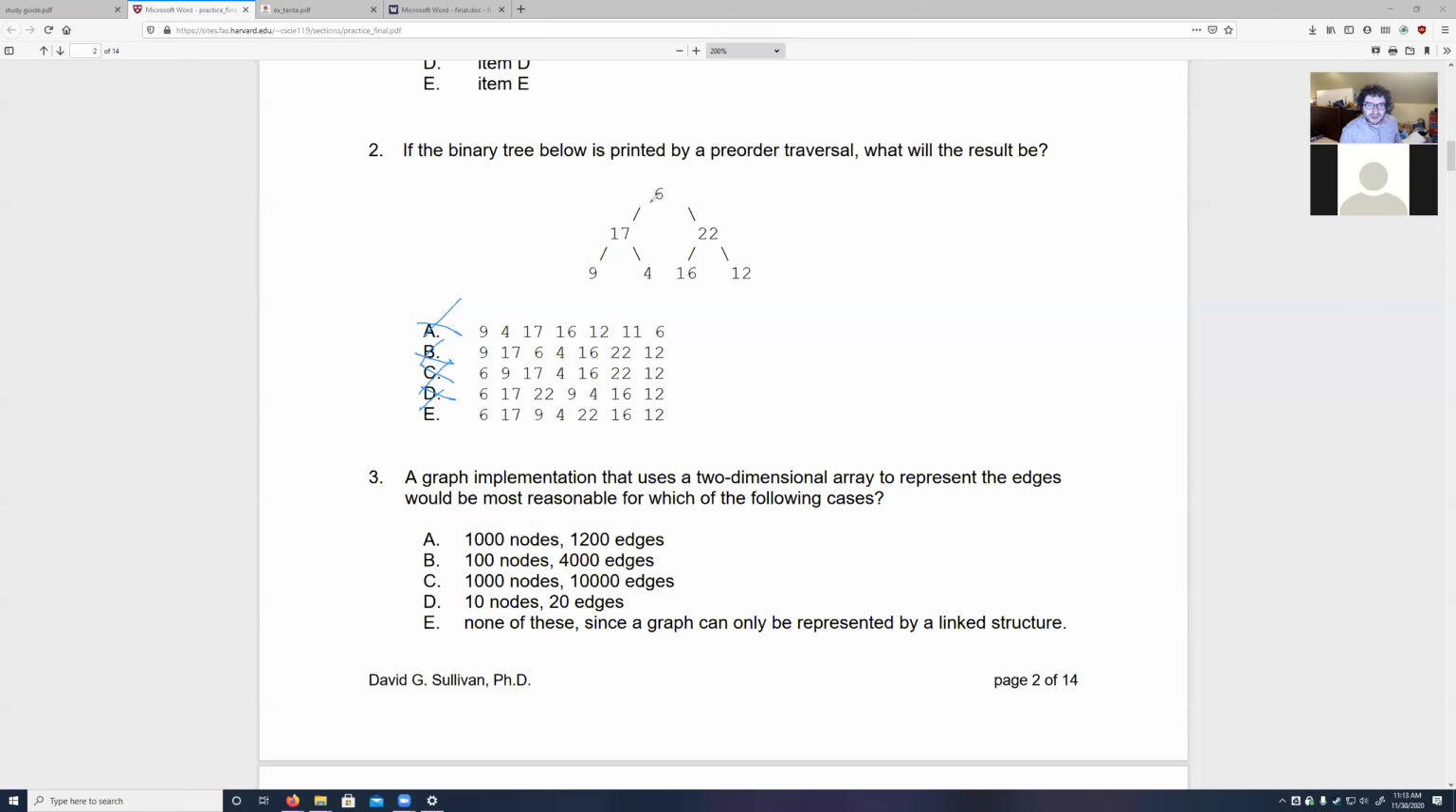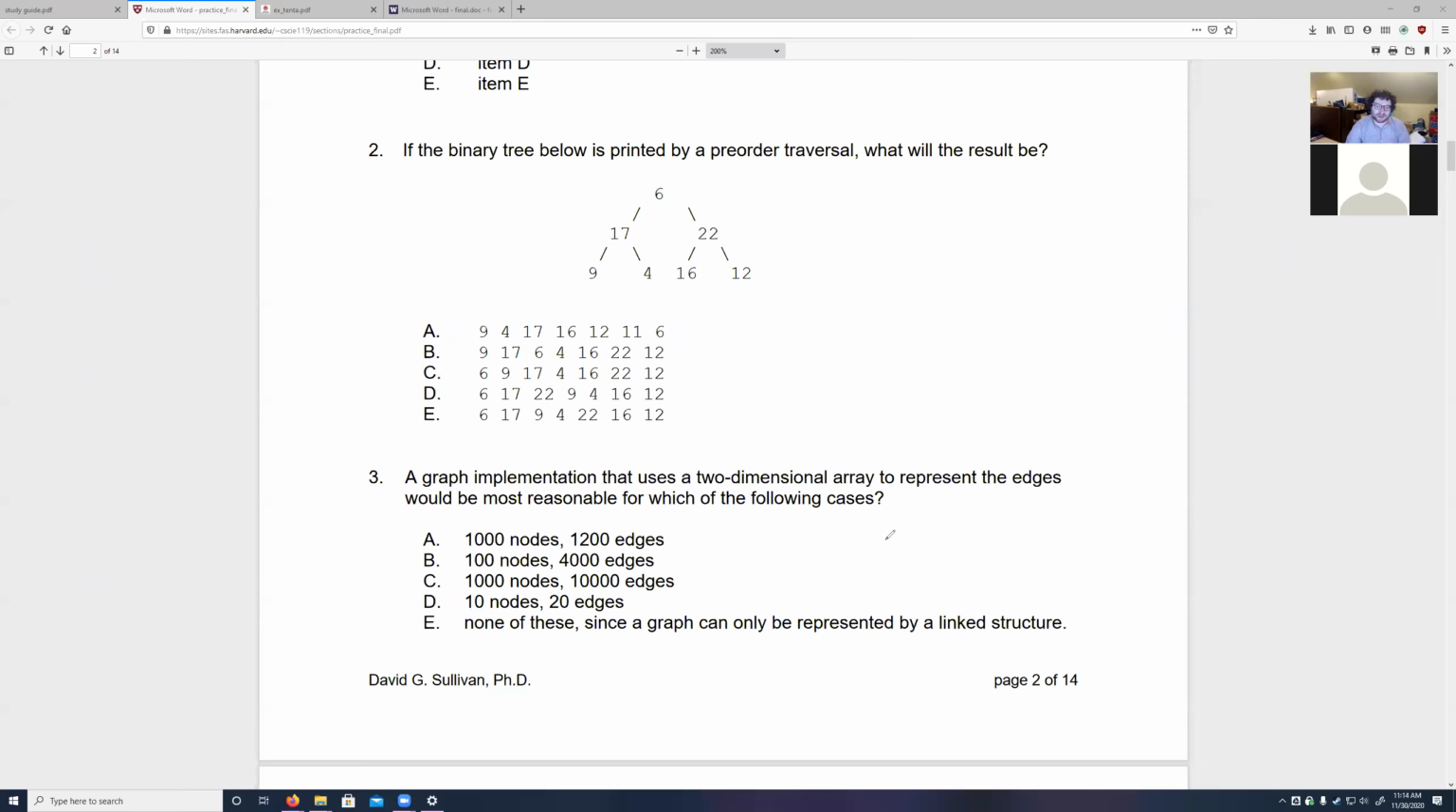So 6 goes first, then I handle my left subtree, which says, hey, 17, handle yourself, then handle your left subtree, then handle your right subtree. Then we go to 22, who says, hey, I'm going to handle myself, handle my left subtree, handle my right subtree. So the answer there is E. Makes sense to everybody?